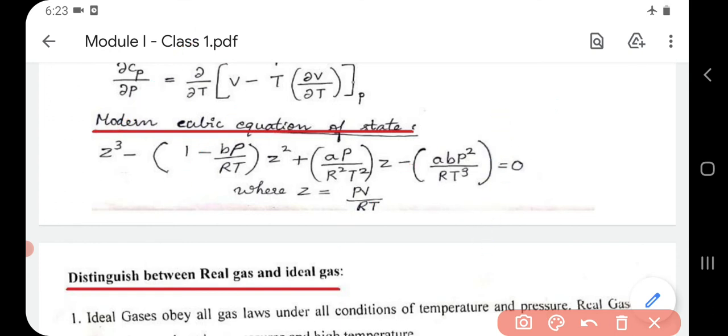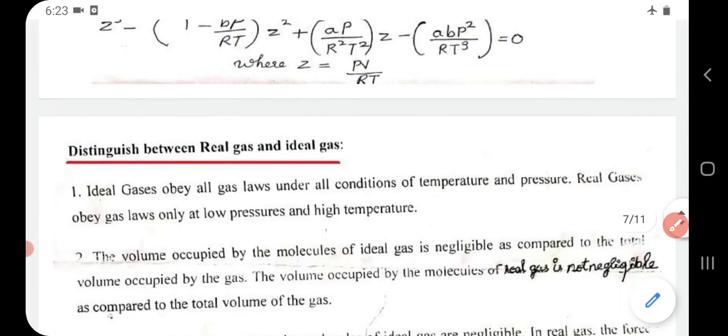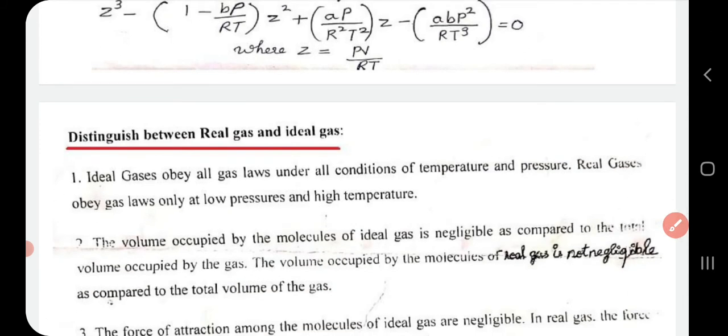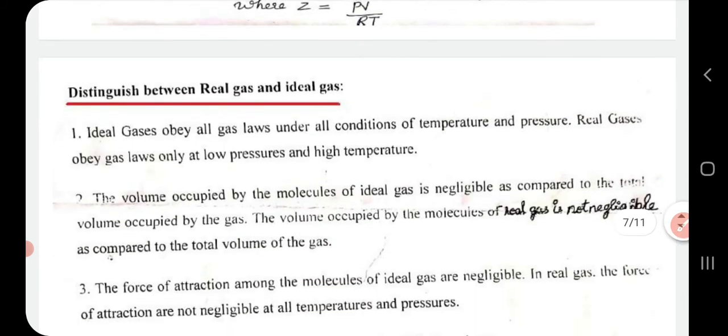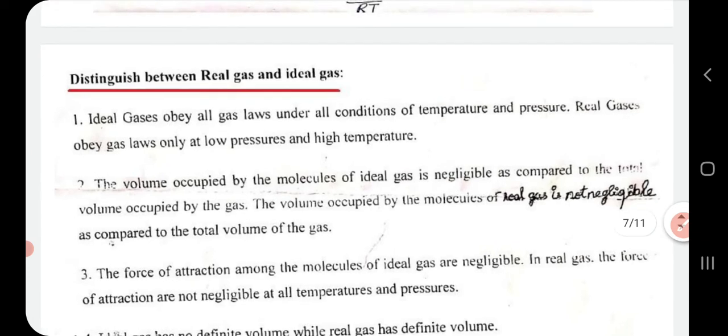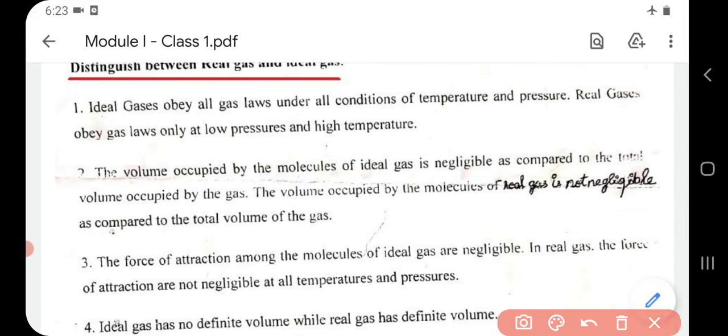Now another important topic is how you will distinguish between a real gas and an ideal gas. As this is an important question, that is, distinguish between real gas and ideal gas, here I have presented a few points. An ideal gas obeys all gas laws under all conditions of temperature and pressure, whereas a real gas obeys gas laws only at low pressure and high temperature. Only at low pressure and high temperature.